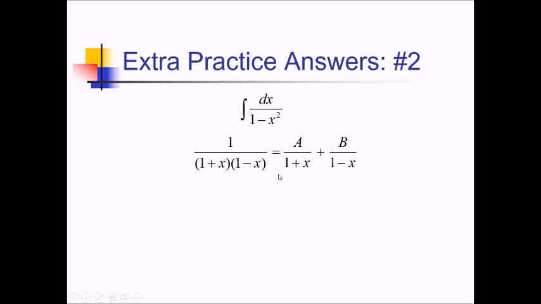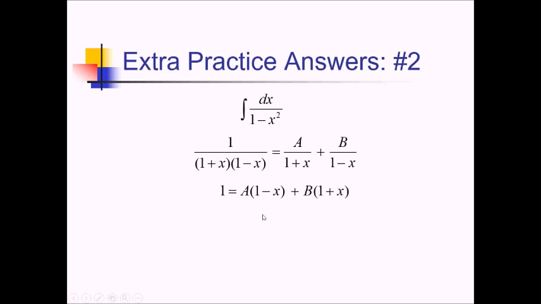So I'll do that by multiplying everything by (1 + x) and (1 - x). That gives me just 1 on the left as that whole denominator cancels out. On the right side, for this first fraction, the (1 + x)'s cancel, leaving me with A times the remaining factor of (1 - x). And then for this B fraction here, the (1 - x)'s from this denominator are going to cancel, leaving me with just B times (1 + x).